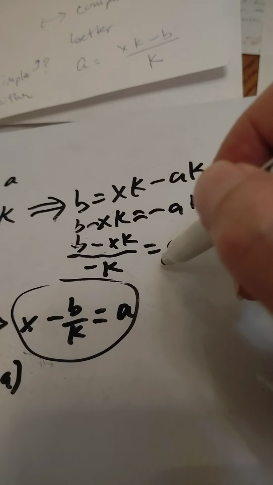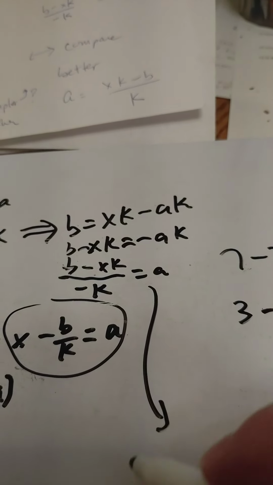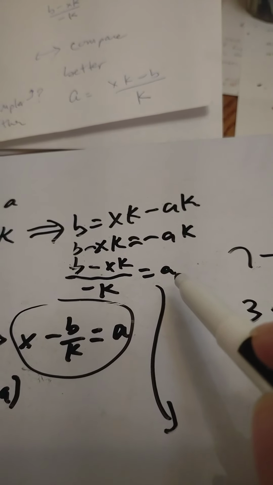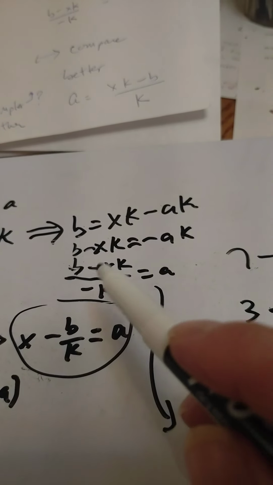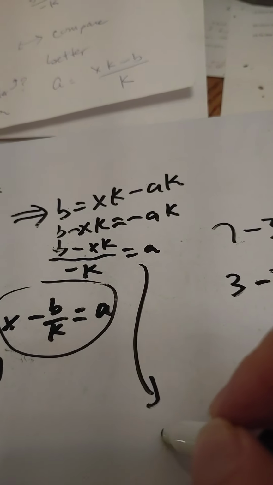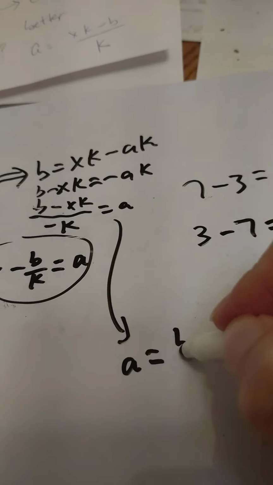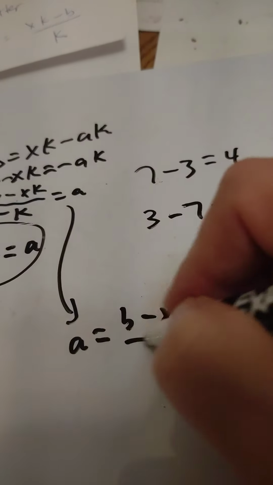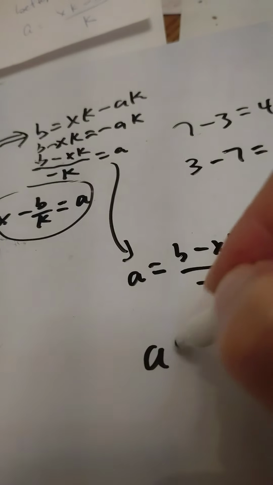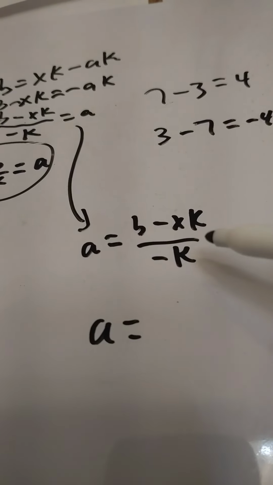I could clean it up a little bit better. I'm allowed to switch. I want to solve for a. It's okay if I switch this a to the left-hand side, and this to the right-hand side. You're allowed to flip it over an equal sign. So I could rewrite it as a equals b minus xk over negative k. Or isn't that the same thing as, let's multiply top and bottom by negative 1. That won't change the value of this fraction.